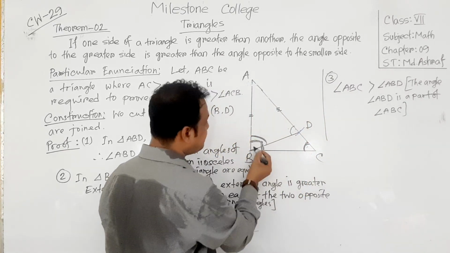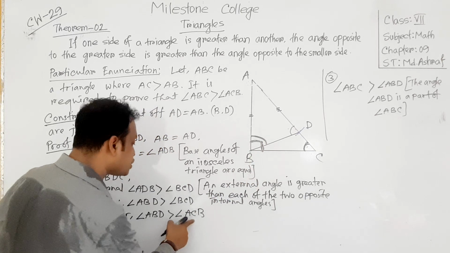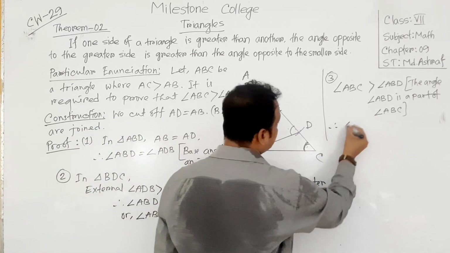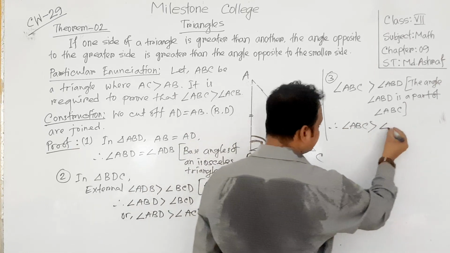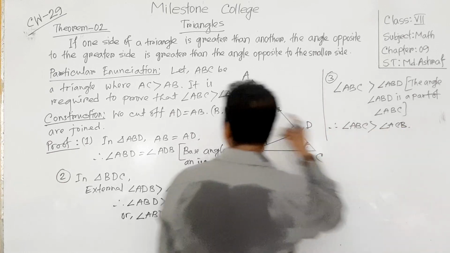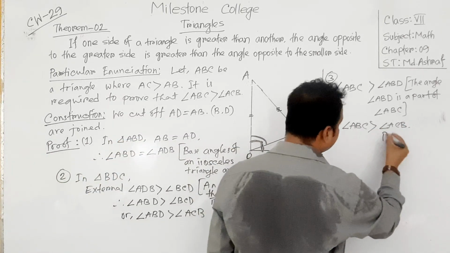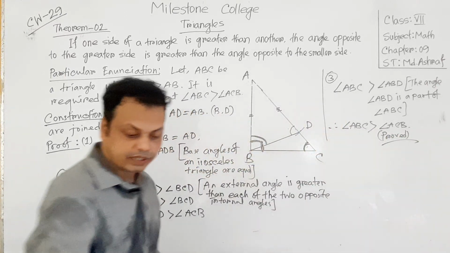Since ABC is greater than ABD, and ABD is also greater than ACB, therefore angle ABC is greater than angle ACB. We needed to prove angle ABC greater than ACB, and then the proof is completed. So we write here: proved.